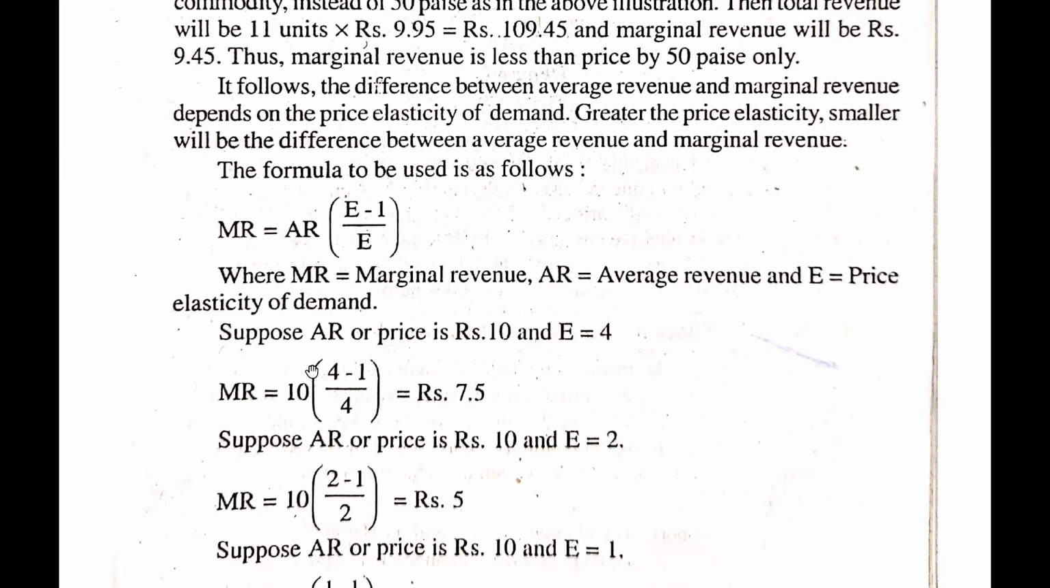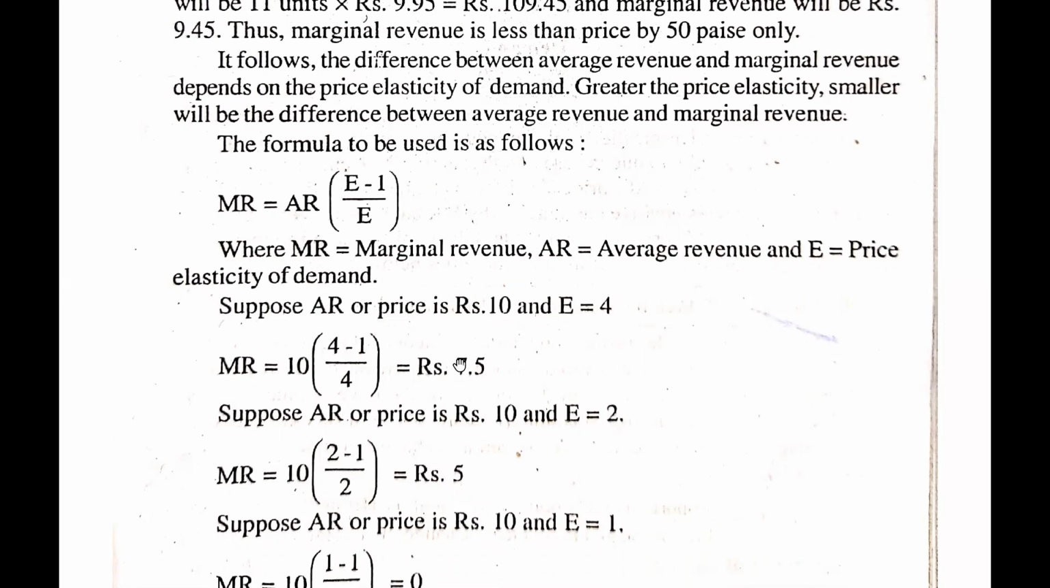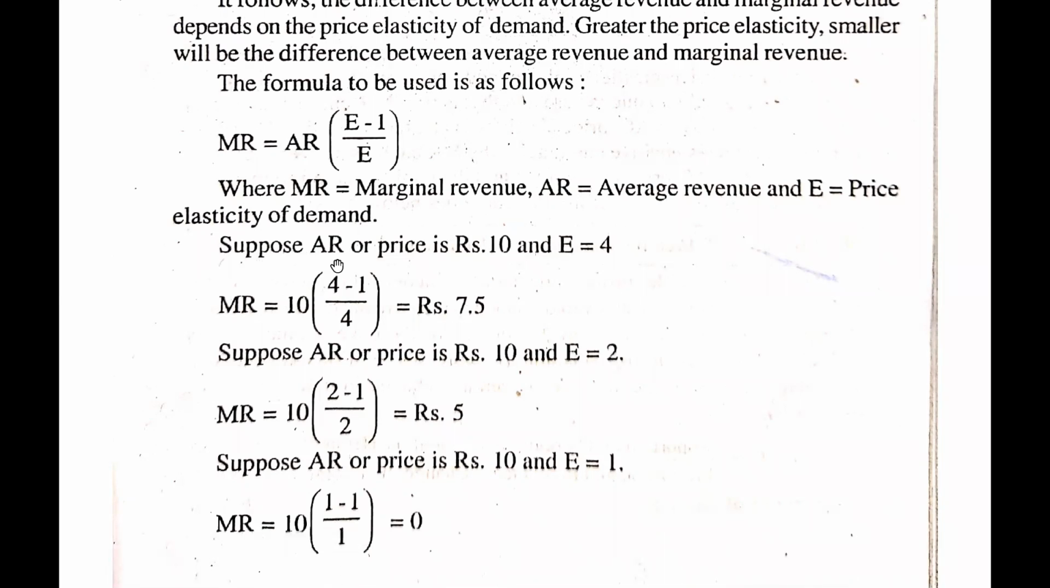Suppose average revenue or price is rupees 10 and elasticity is equal to 4. Now how will we get elasticity? We have already discussed the methods of calculating price elasticity of demand, the percentage change method. So you need not be confused; just go to lecture 1 of this chapter to understand how we get the price elasticity of demand. Now let's see how we can get the marginal revenue. Suppose price is rupees 10 and elasticity is 4.